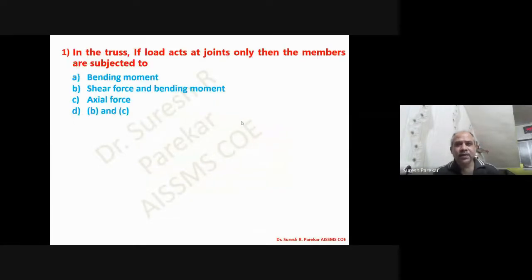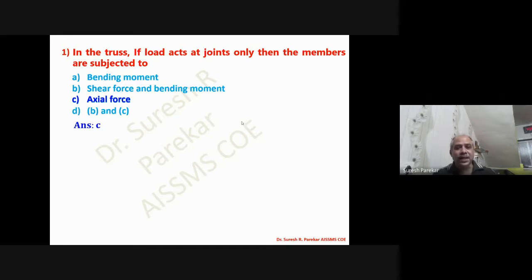In the truss, if load acts at joints only, then the members are subjected to axial forces. Answer is C. So in trusses, generally purlins are always kept at joints, and when purlins are kept at joints, then loads are also at joints, and our members are designed as axial members because forces are axial forces.